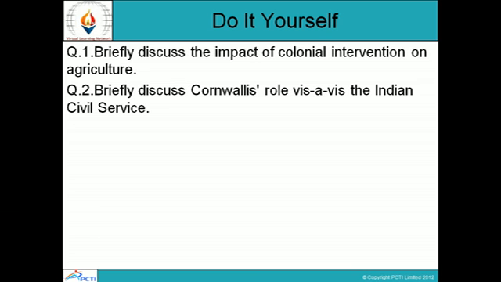These are some of the questions you have to do yourself. Question number 1. Briefly discuss the impact of colonial intervention on agriculture. And question number 2. Briefly discuss Cornwallis' role vis-a-vis the Indian civil service.